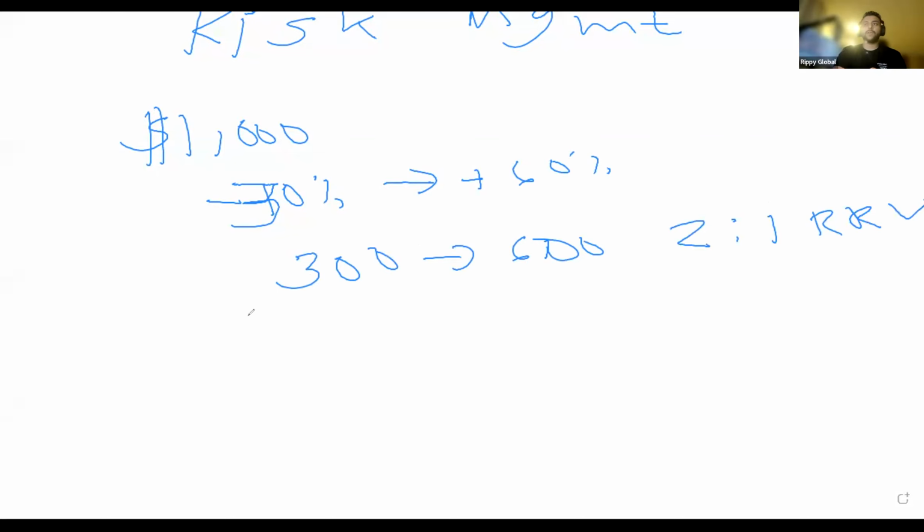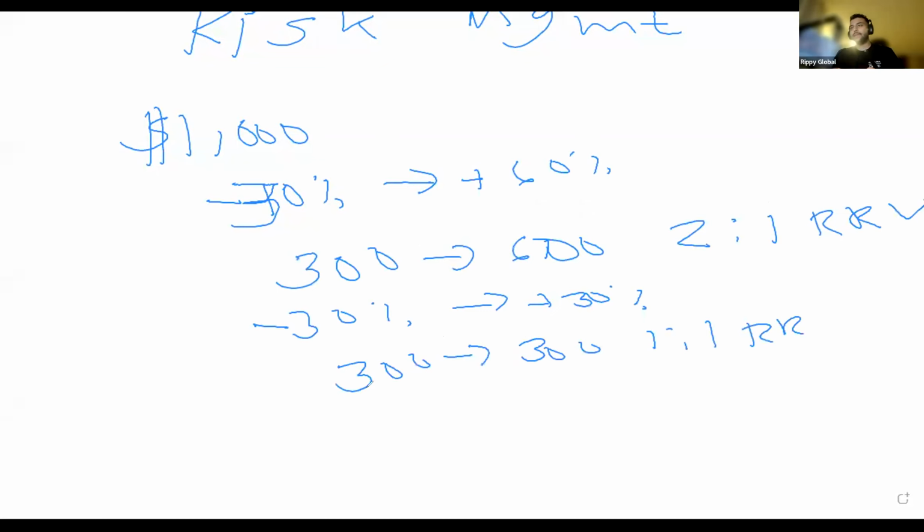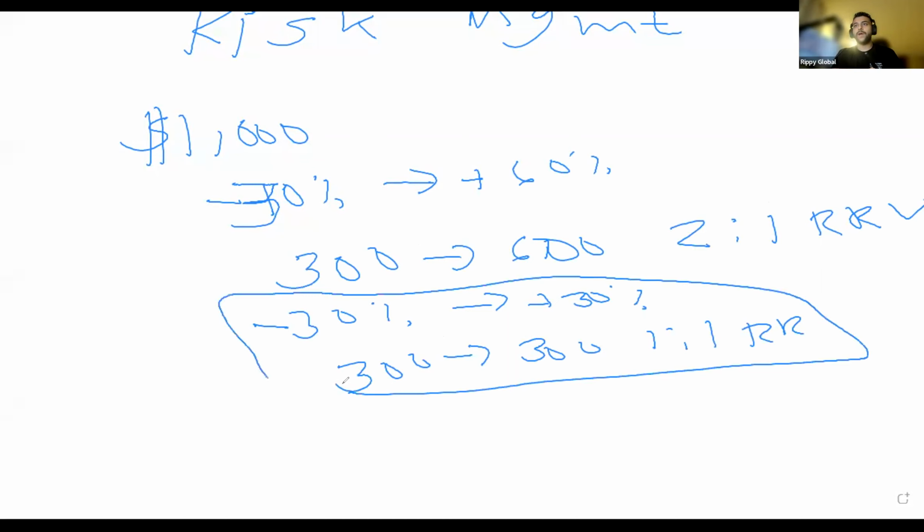If I was risking 30% and I took profit at 30%, again, this is risking 300 to make 300. This is a 1 to 1 risk to reward ratio. Again, this is okay. This is very okay. Why? When is this okay? When the market's shitty and choppy, I'm not going to risk 30%, go up and down, up and down, up and down. Sometimes it's okay to take the 1 to 1 risk to reward ratio.